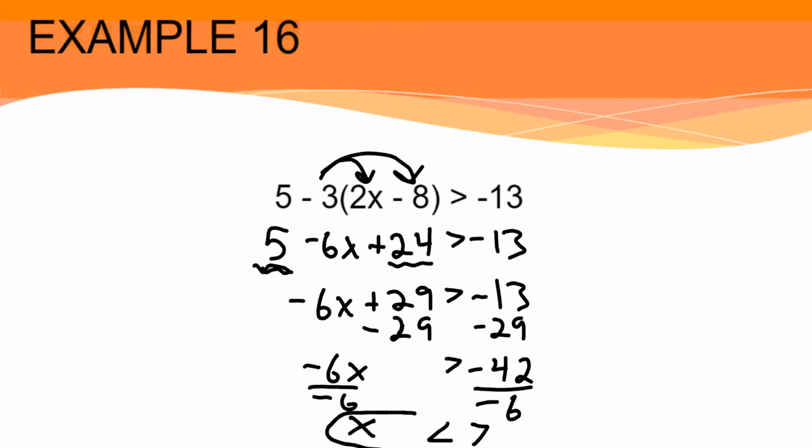It switches direction because when you divide by a negative, you change which side of the inequality is bigger. So since you're changing the sign on both sides, your greater than becomes a less than.